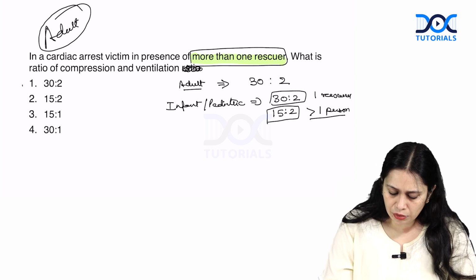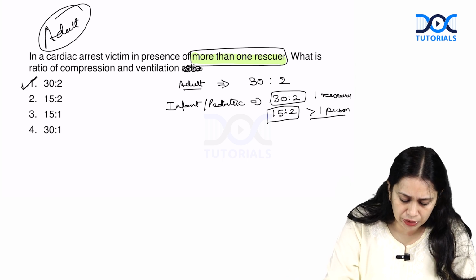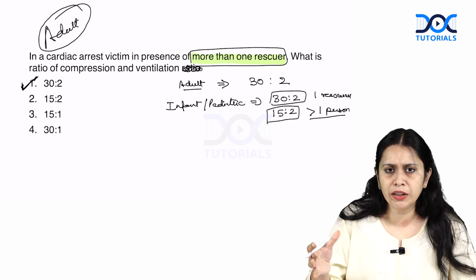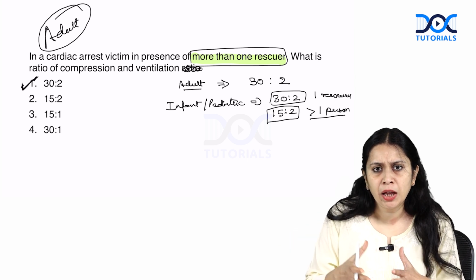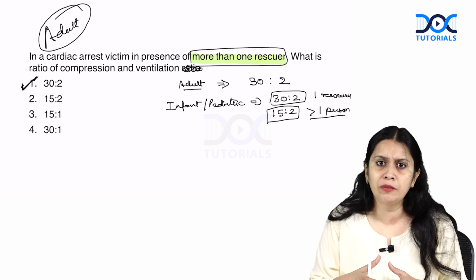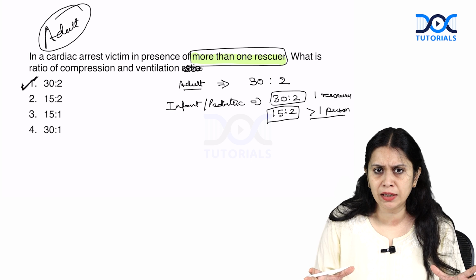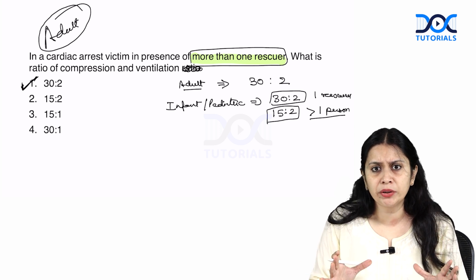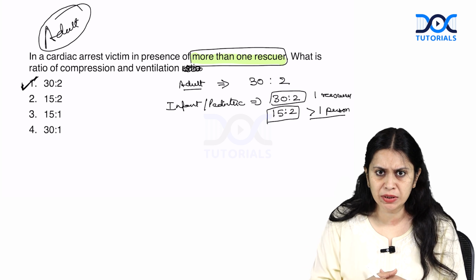Got it? So in adult, irrespective of the number of rescuers, the answer has to be 30:2. Now this is again a very important topic. You can refer to a complete difference between adult, pediatric and infant resuscitation in the topic CPCR in our main lecture section, right? Every word of that topic CPCR is important for the exam. So for complete information, you can refer to the CPCR section.